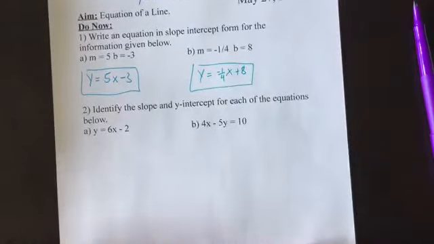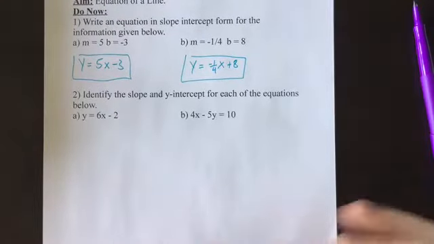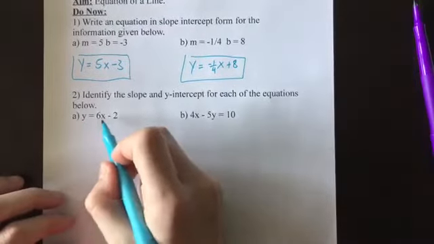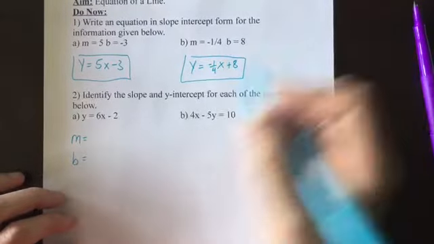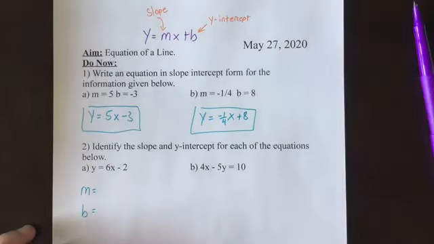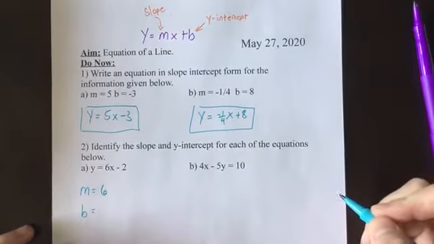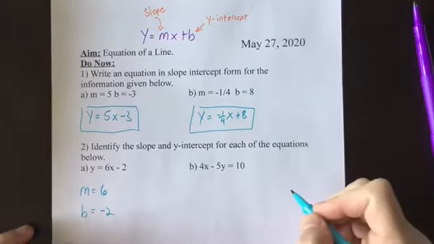On number 2, we're going to identify the slope and y-intercept for each of the equations below. So we're just picking out that key information. y equals 6x minus 2, looking for my m and my b, and I just refer back to our slope-intercept form. m, our slope, is the coefficient of x, so our slope is 6. b, our y-intercept, is the constant, so it's negative 2.